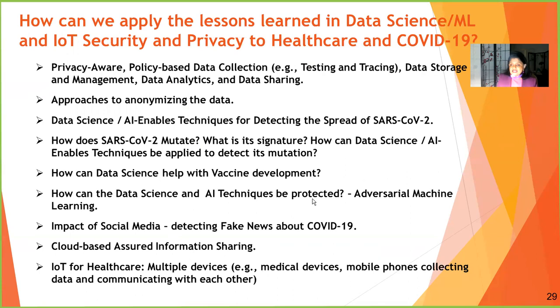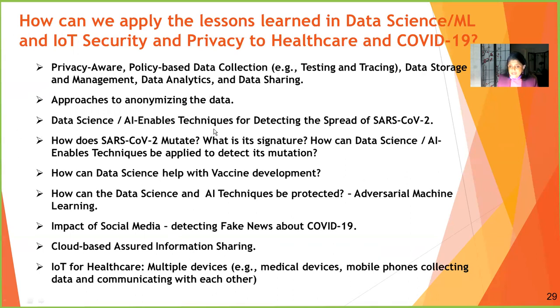Privacy-aware policy-based data collection, testing and tracing, data storage and management, data analytics, data sharing. So that's really important. There's so much testing and tracing, but we need to have a better handle to figure out who the vulnerable people are. So, approaches to anonymizing the data.